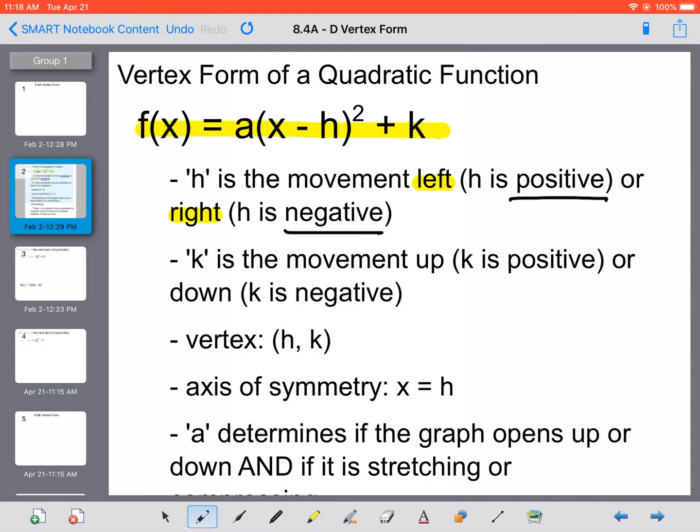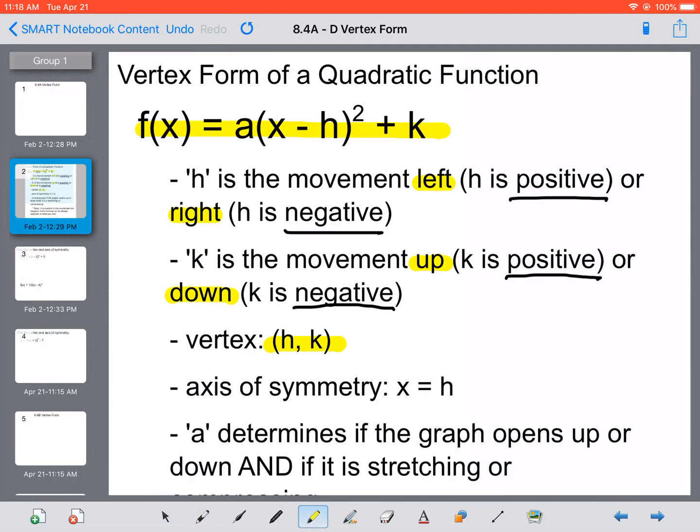Now the K is the movement of up or down. And K, unlike H, is exactly what you see. So if you see a positive K, positive means we are moving up. If we see a negative K, then negative means we are moving down. And what's nice about our H and K values is we can plug those in and identify as an ordered pair your H comma K, and that ordered pair is your vertex.